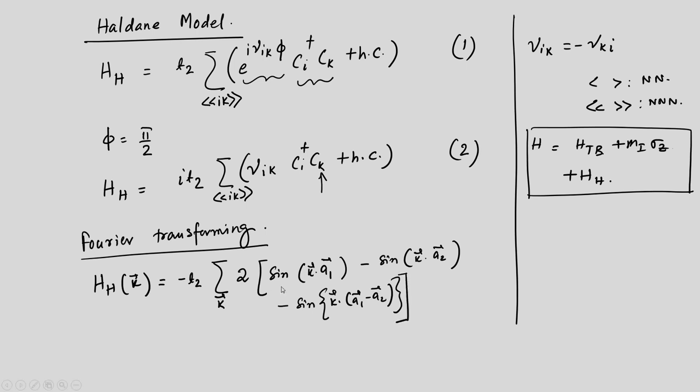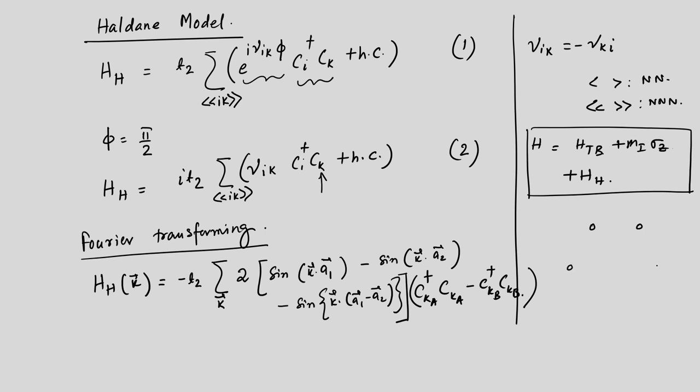This is the K part of the Hamiltonian, with c_k↑ dagger c_kA minus c_k↓ dagger c_kB. This is the operator part, and the term in the square bracket is the coefficient, which comes from the Fourier transform. All right, and what are these a1 and a2?